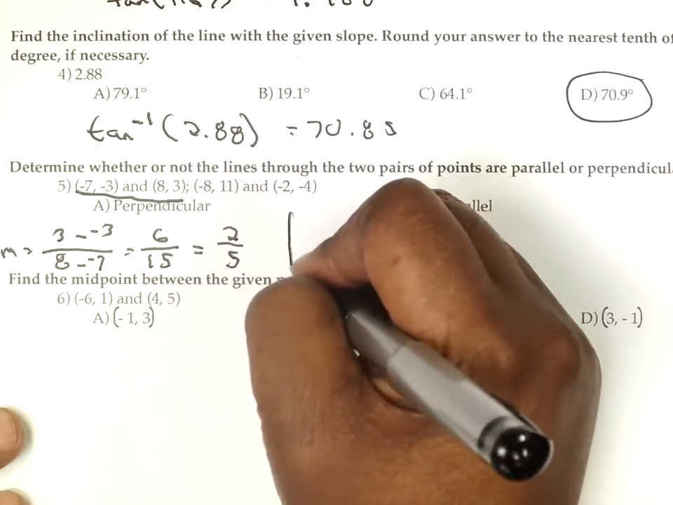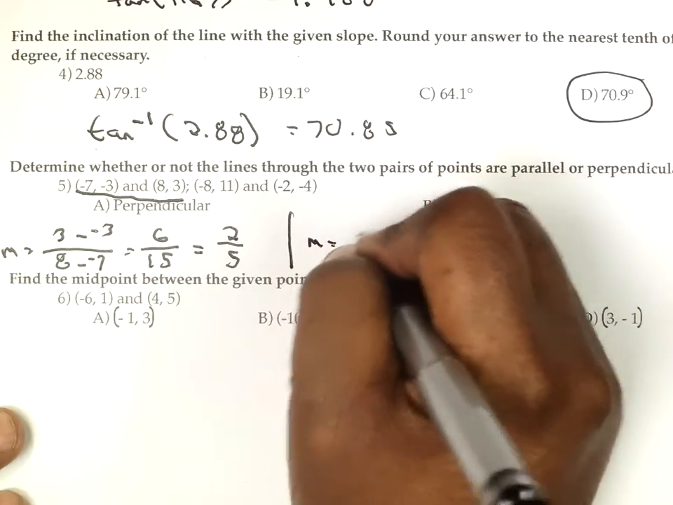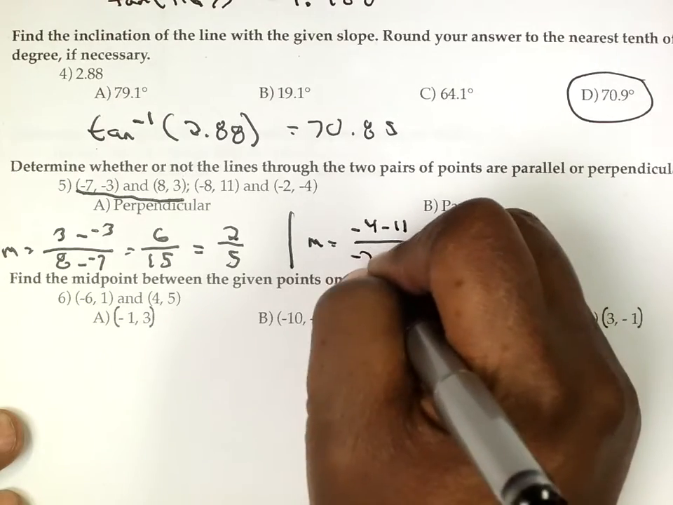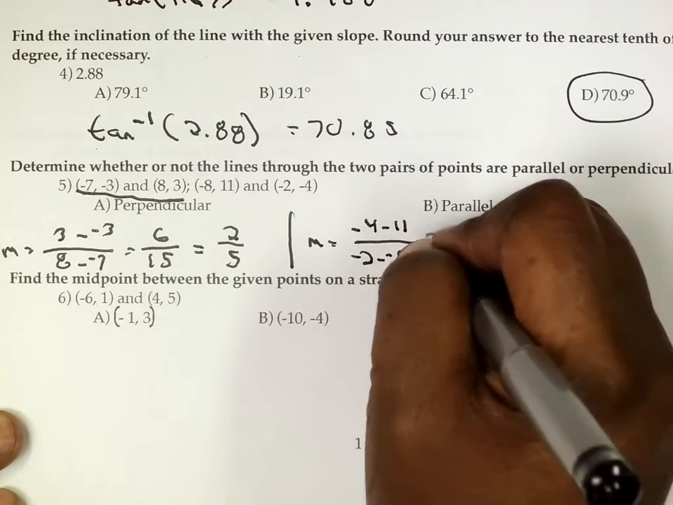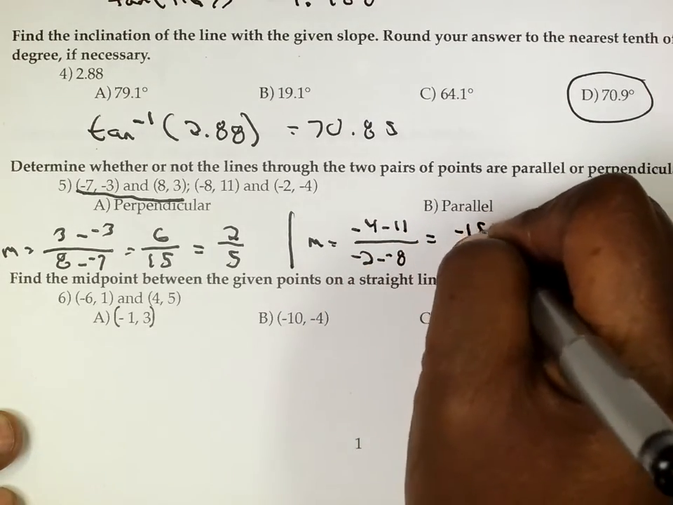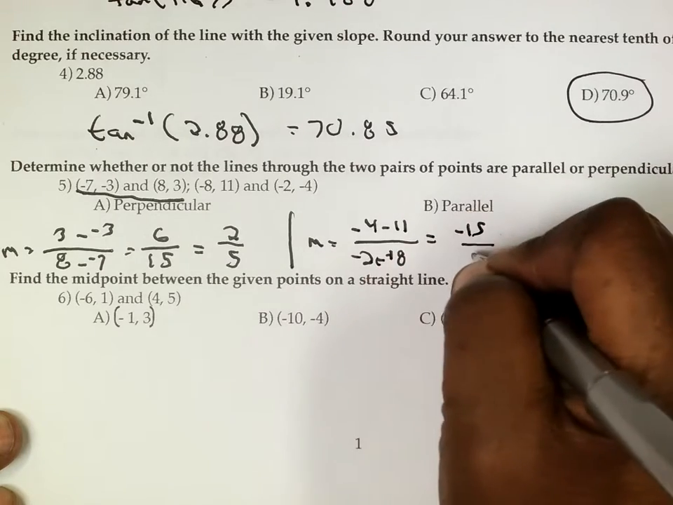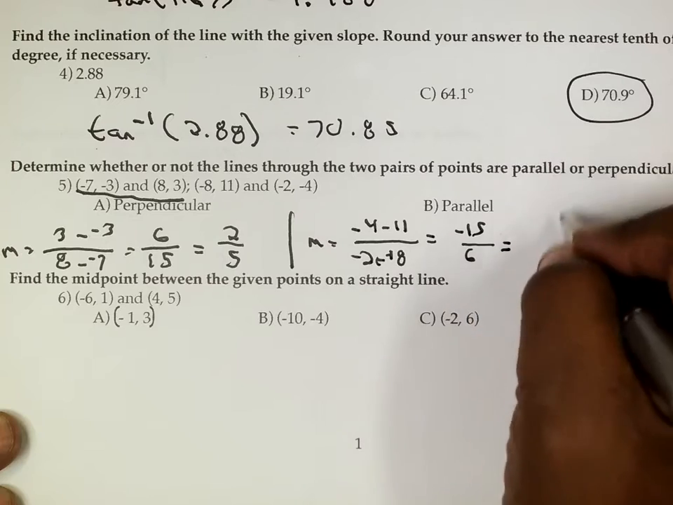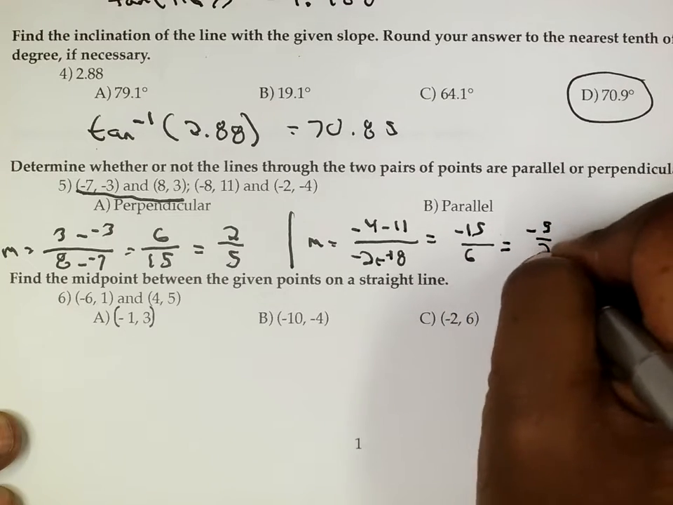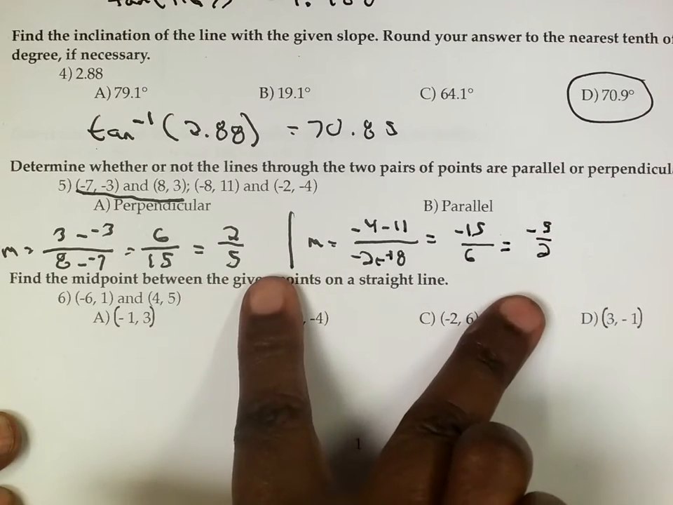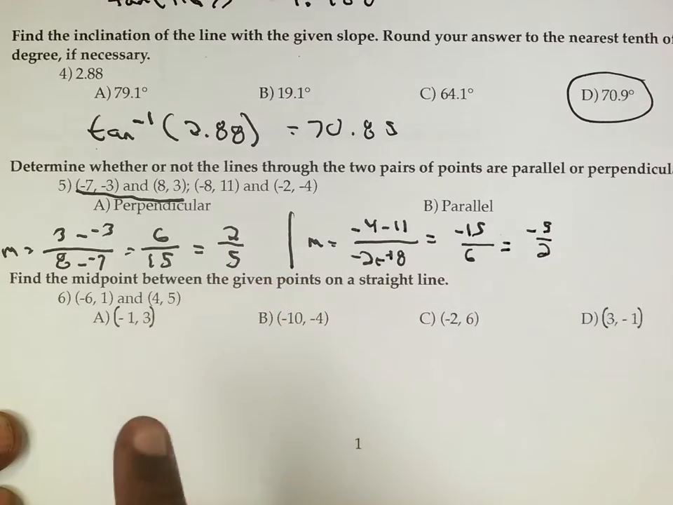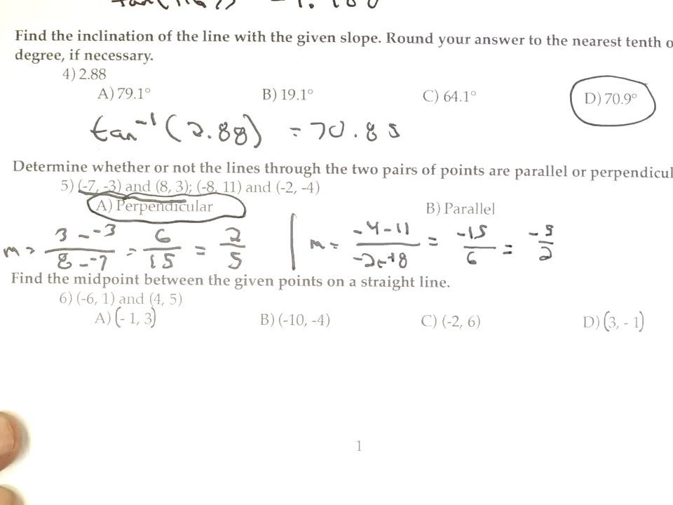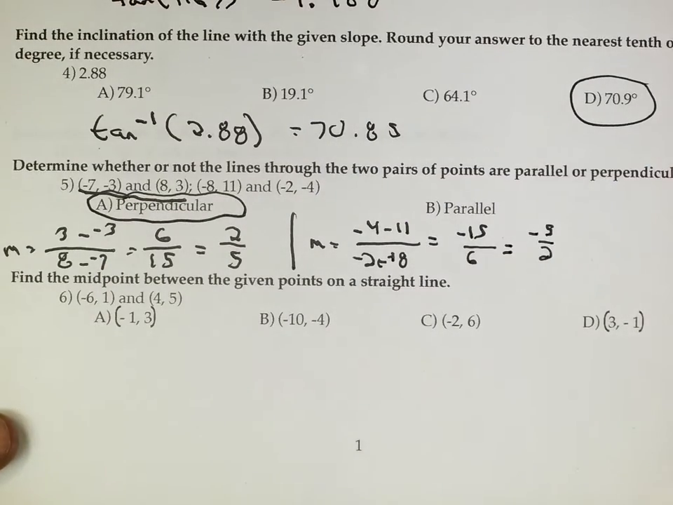Now for my second line. Negative 4 minus 11 over negative 2 minus negative 8. So I get negative 15 on top and a 6 on the bottom, which reduces to negative 5 over 2. So they're opposite signs and they're flipped over. They're reciprocals of each other. So therefore these lines are perpendicular.